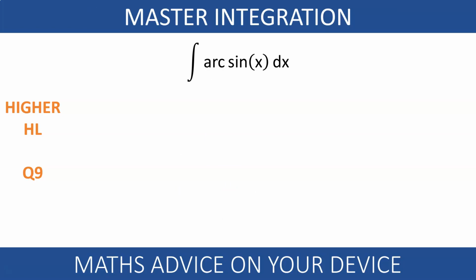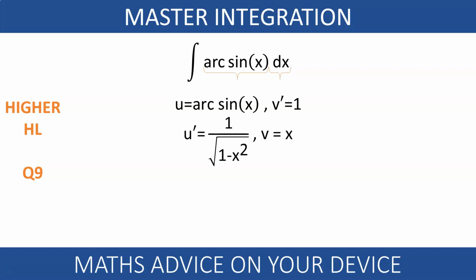Find the antiderivative of the arc sine of x with respect to x. We use integration by parts, with u equals the arc sine of x and dv over dx equals 1. If u is the arc sine of x, looking at my table of derivatives, not memorizing, no, du by dx is 1 over the square root of 1 minus x squared. If dv over dx equals 1, then v must be x.